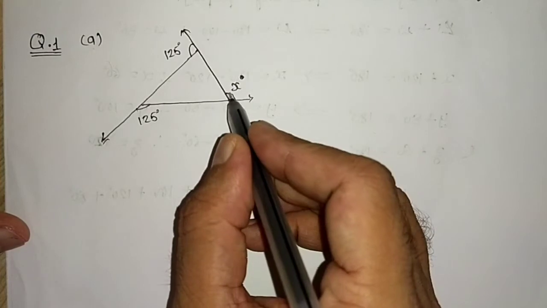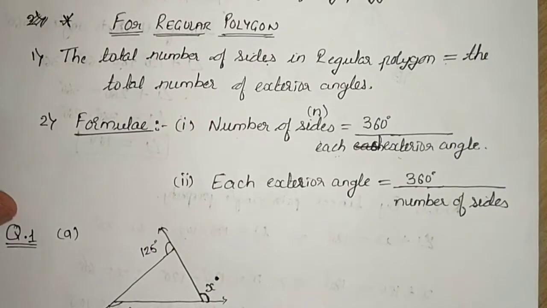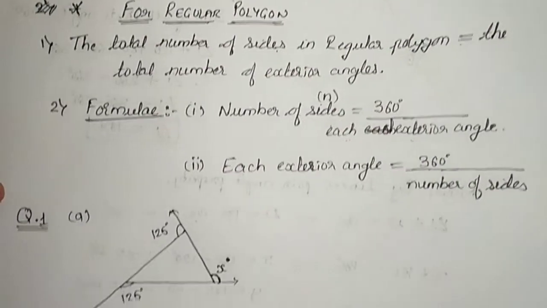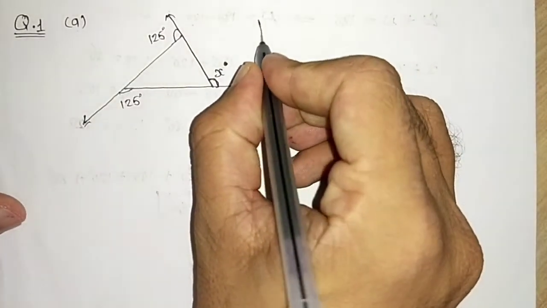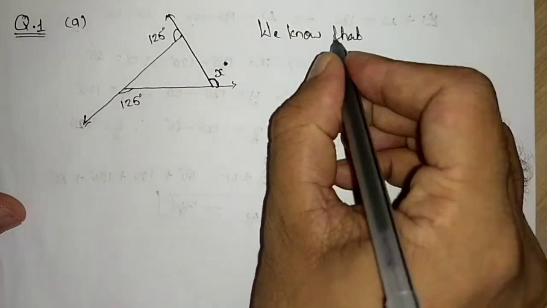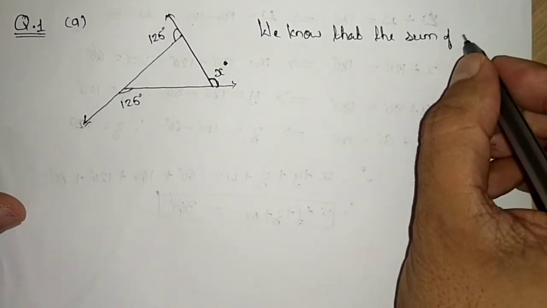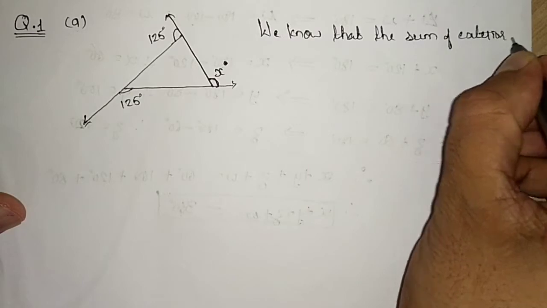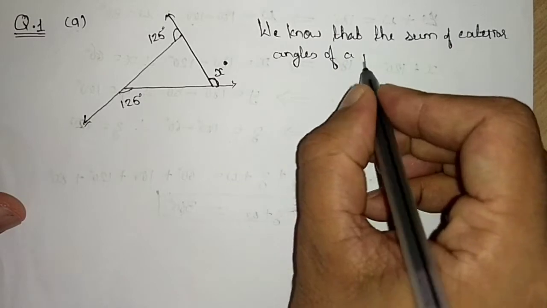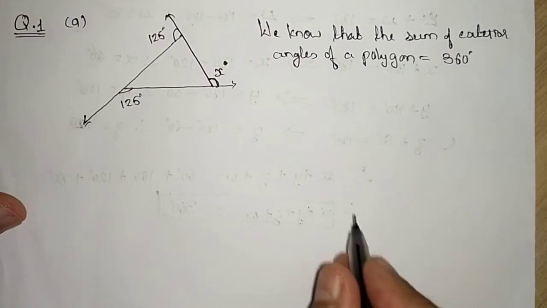First part A, we have to find x, and just now I have told you that the sum of the exterior angles of any polygon is equal to 360 degree. So we will write, we know that the sum of exterior angles of a polygon is equal to 360 degree.